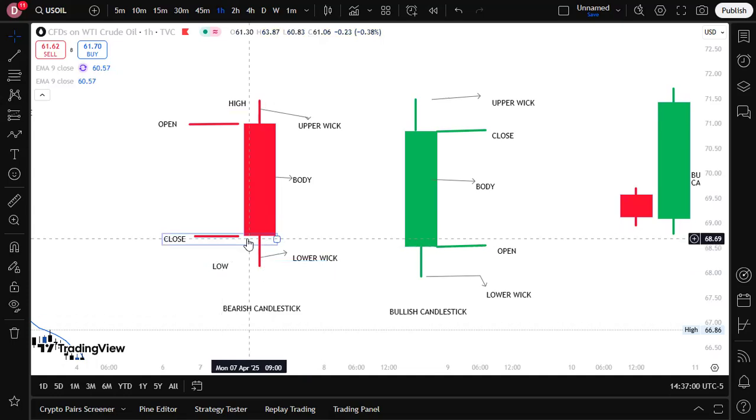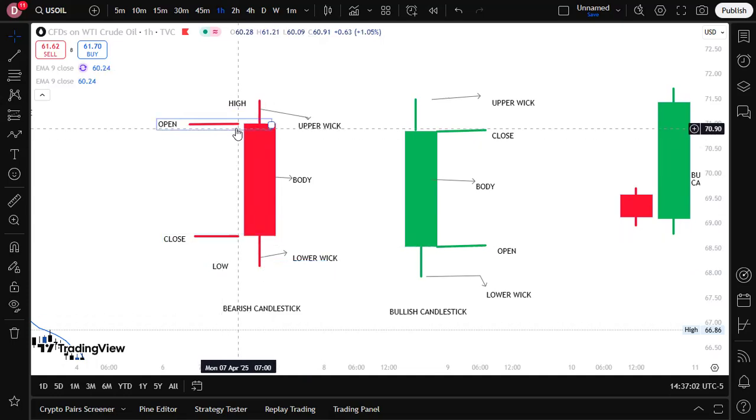I told you that a red candlestick means we're going down in price, and a bullish candlestick means we're going up in price. But within this time frame, let's say we're on the 1 hour time frame, everything that happens within that 1 hour, whether buying or selling, is going to form the candlestick. If we enter the next hour, another candlestick will start again.